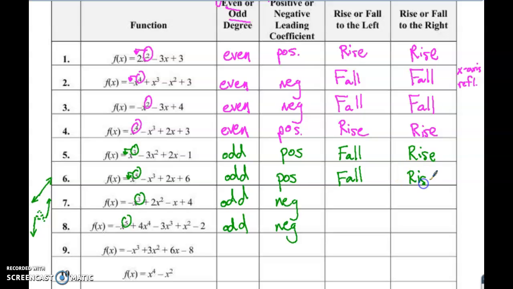Sometimes I use the phrase odd opposite. I don't know if you've ever heard that before, but it has the opposite end behavior. Whereas if you think about the negative leading coefficient, again, we have an x-axis reflection, so it flips everything upside down. So instead of falling to the left, it rises to the left and falls to the right.